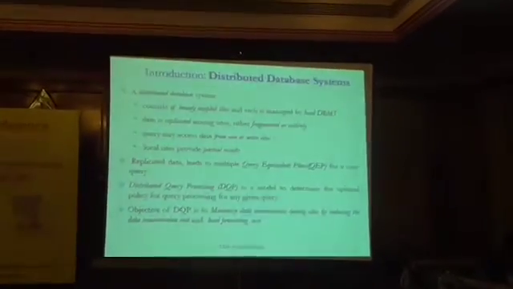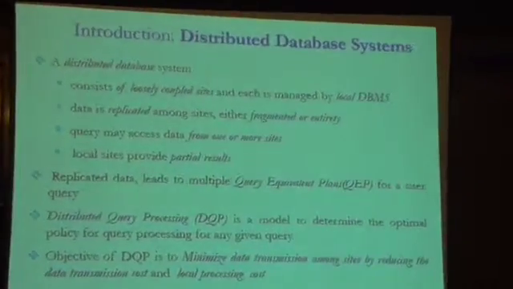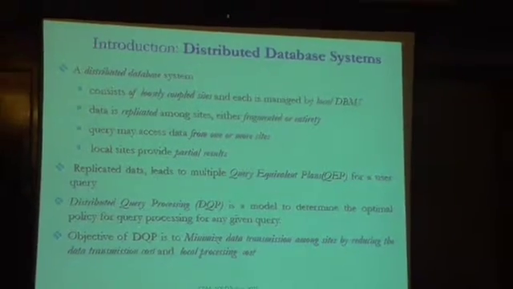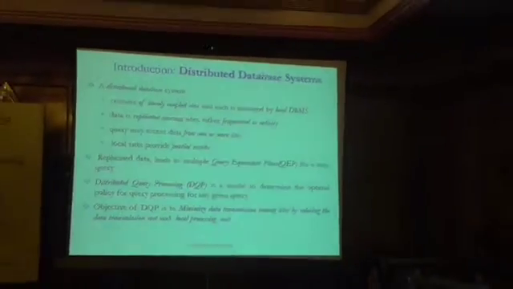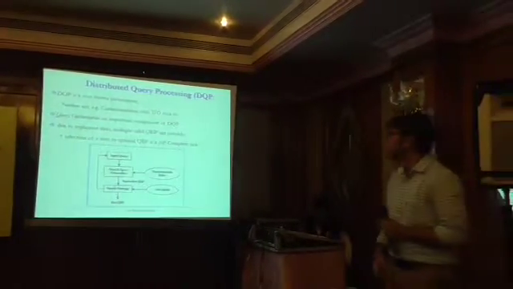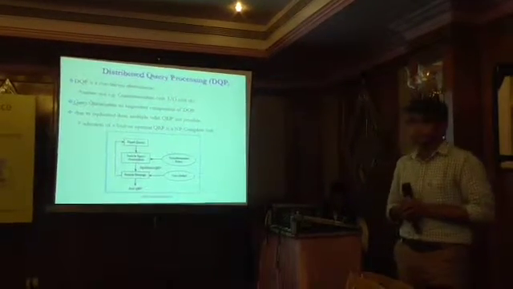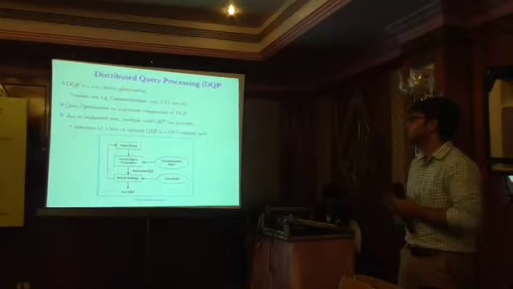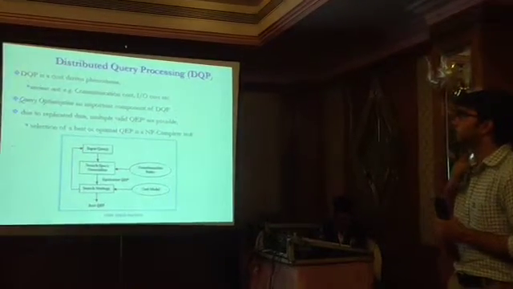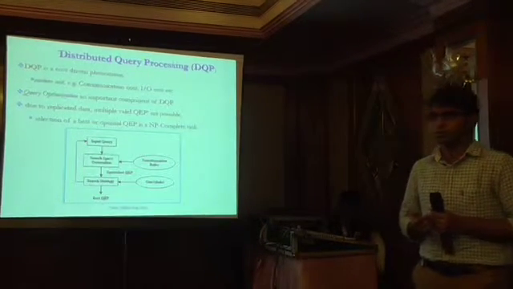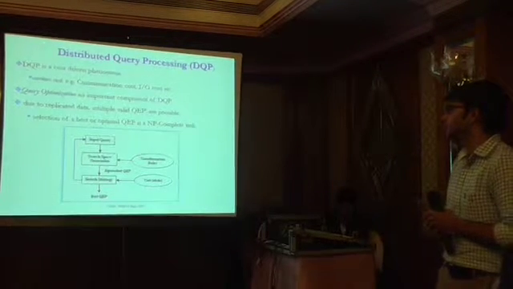Then distributed query processing provides the policy, or optimal policy, for processing the query. The main objective of distributed query processing is to minimize the data transmission cost between the sites. Distributed query processing is a cost-driven optimization, a cost-driven phenomenon where the cost can be communication cost, query localization cost, query affinity cost, IO cost, etc.